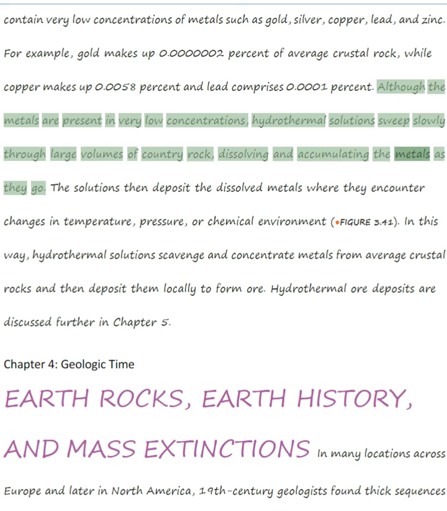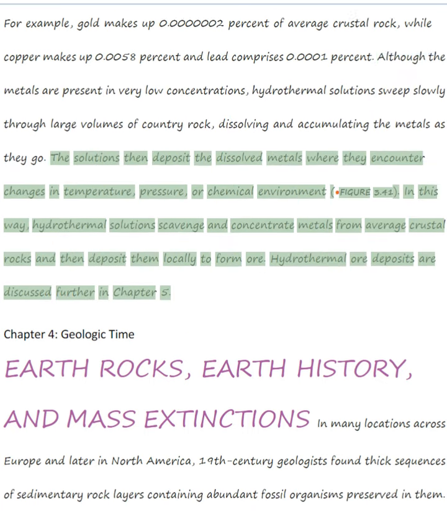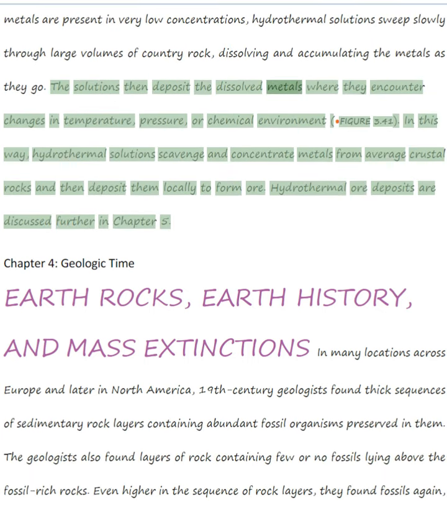dissolving and accumulating the metals as they go. The solutions then deposit the dissolved metals where they encounter changes in temperature, pressure, or chemical environment. In this way, hydrothermal solutions scavenge and concentrate metals from average crustal rocks and then deposit them locally to form ore. Hydrothermal ore deposits are discussed further in Chapter 5.